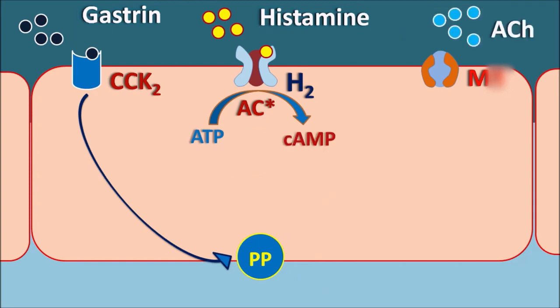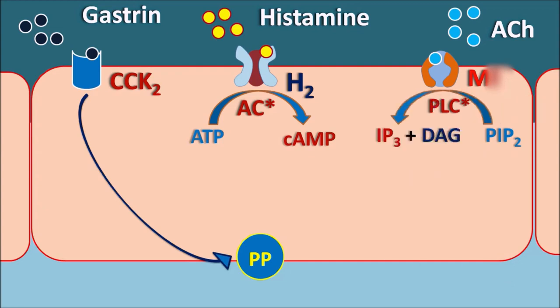Similarly, acetylcholine can bind to these M3 receptors, which are coupled with the phospholipase C system. When this system is activated, it converts phosphatidyl inositol biphosphate into IP3 as well as diacylglycerol. In this way, these three mediators can act on their respective receptors to increase the secondary messengers.